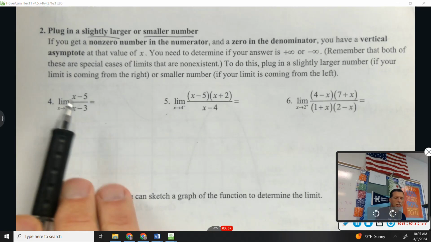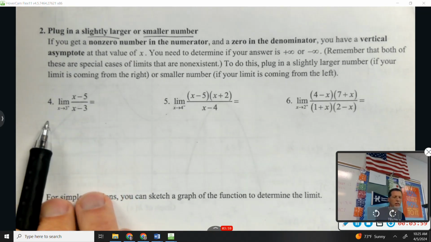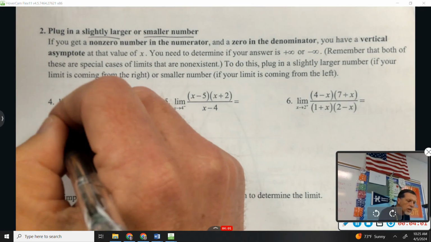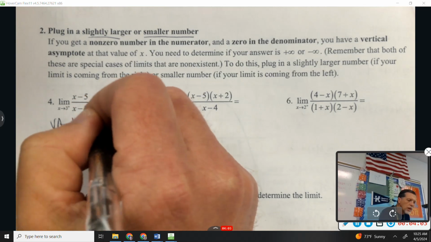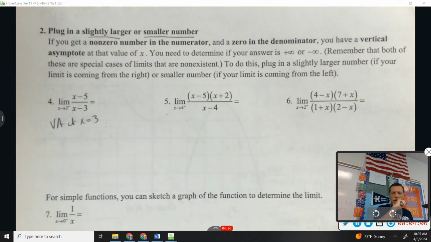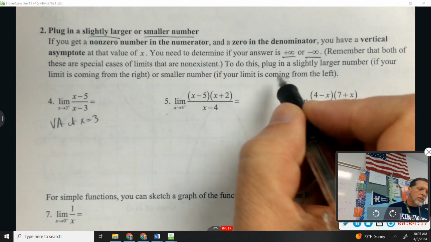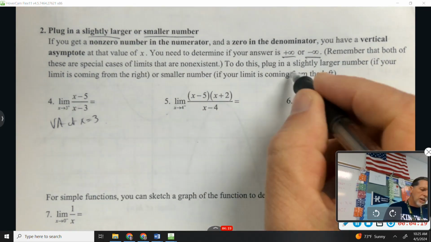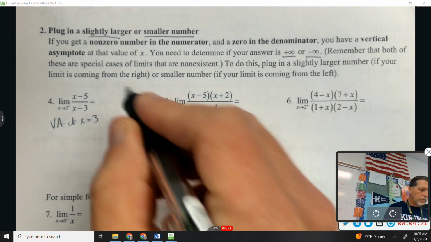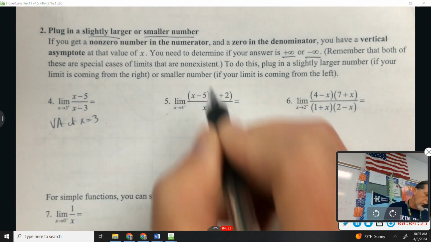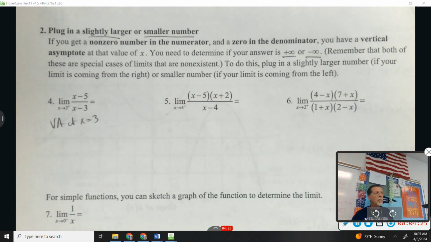In fact, number 4 is the same example that we just did. We know there's a vertical asymptote at x equals 3, but on the right-hand side of 3, I don't know what's happening. I don't know if it's this way or that way. Like, I don't know if it's positive or negative infinity. So I want to figure out which one it is. To do this, here comes the weird part. Plug in a slightly larger number if you're coming from the right, slightly smaller number if you're coming from the left. Maybe a different way to say that is to plug it in exactly as it looks.